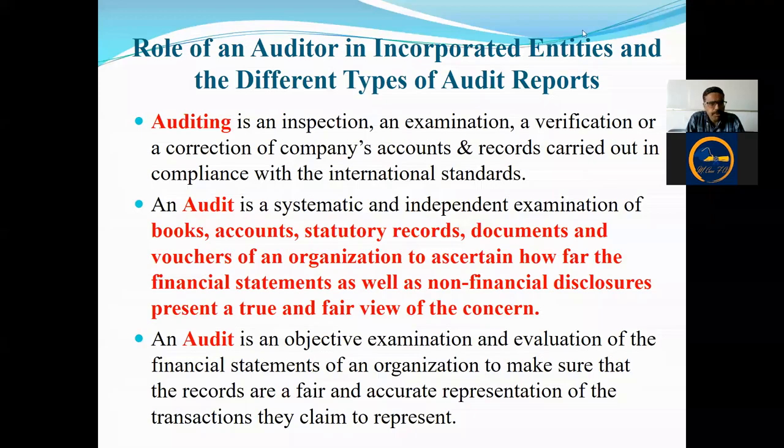Students, we are going to discuss the role of an auditor in incorporated entities and the different types of audit reports. So what do you mean by auditing? You may know very well. So what is meant by auditing?